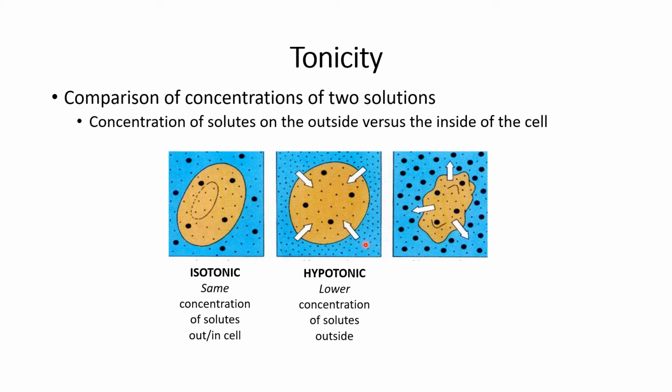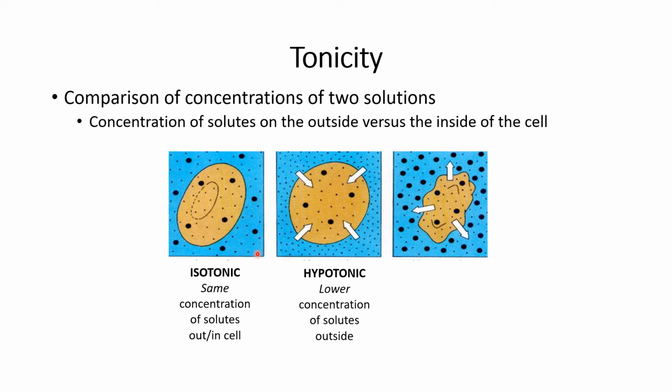Hypotonic is the term we use to explain that outside of the cell, we actually have a lower concentration of solutes compared to inside of the cell. So when we are using tonicity and those terms, we are always trying to explain the condition outside of the cell.